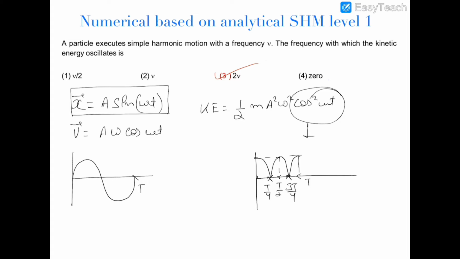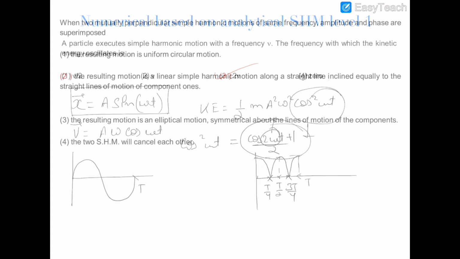And you can also write down this cos square omega t as (2 cos 2 omega t plus 1) by 2. So if you write this cos square omega t like that, then you can see that the frequency of this function will be 2 omega, which is twice of the original frequency. So the correct option will be option number C. Now let's move on to the next question.